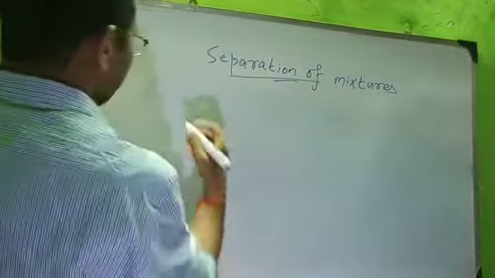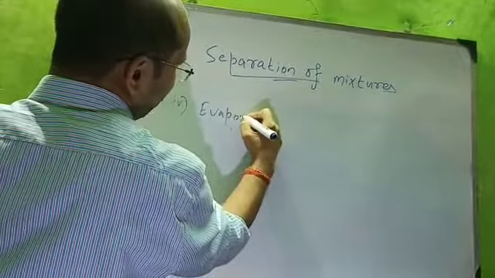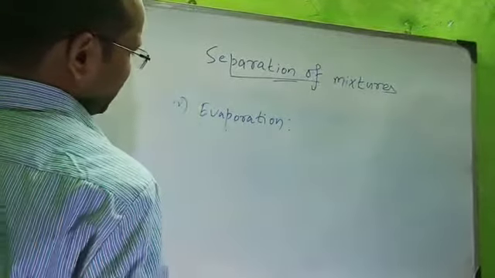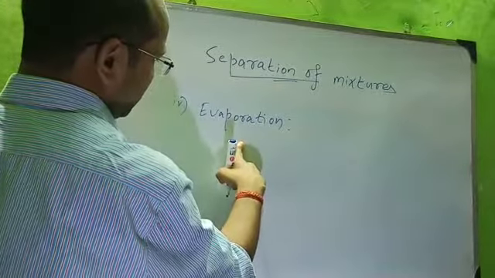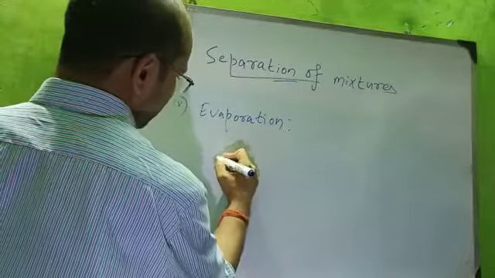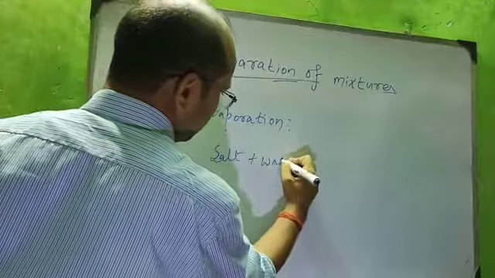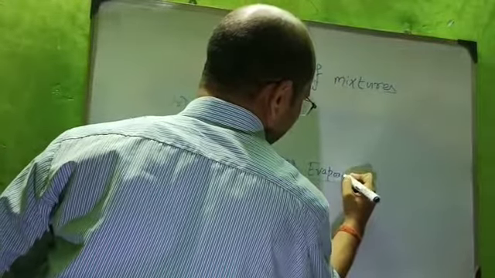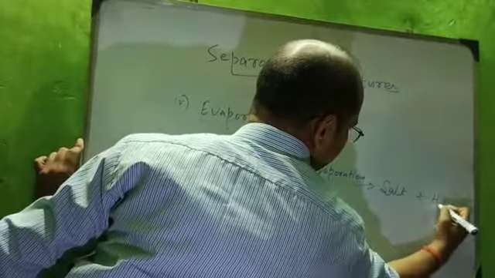Now there is one very easy process that is called evaporation. In evaporation, a liquid changes into vapor state. If you want to make this process faster, we need to heat the liquid. Suppose there is a mixture of salt and water. If you evaporate the water, we'll get salt and water individually.